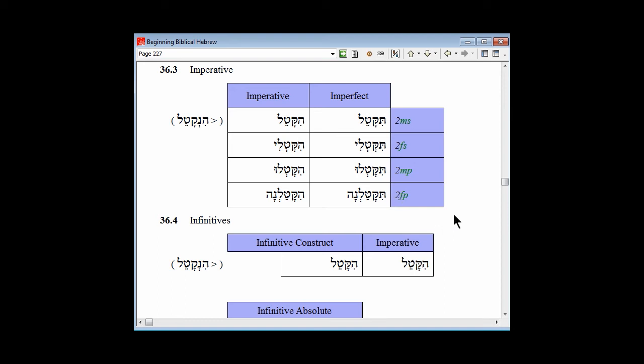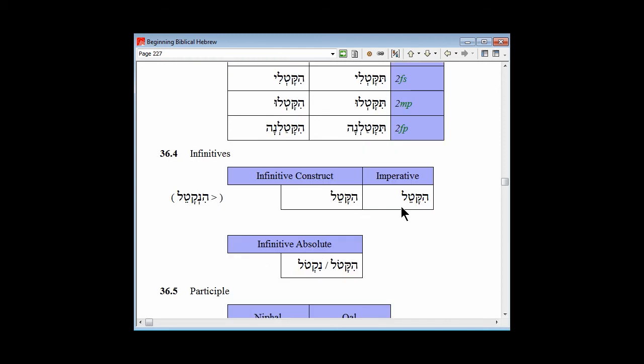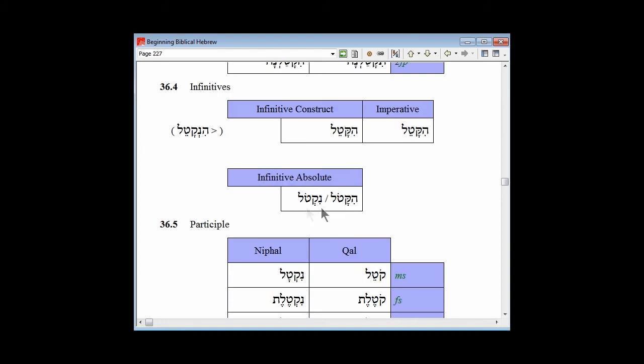Now, you say, oh, how am I going to avoid confusing that with the hifil? Because the hifil has that hey prefix too. Hifils will never have hirik, dagesh, qamets following, ever. So that is how you distinguish between hifil and nifal in the imperative. Then down here in the infinitive construct and infinitive absolute, you have hey, hirik, dagesh, qamets. It's always going to be that way.